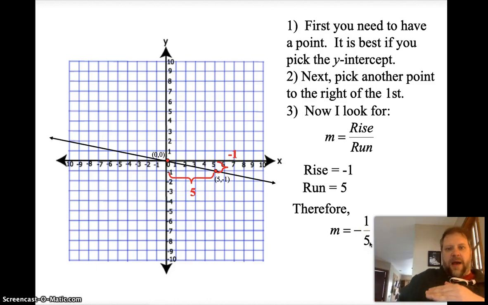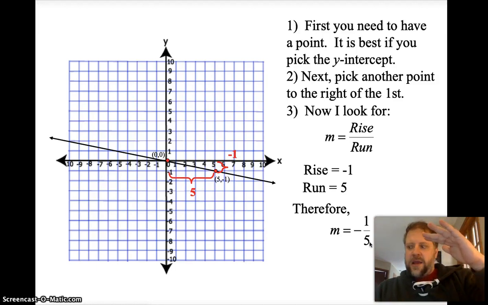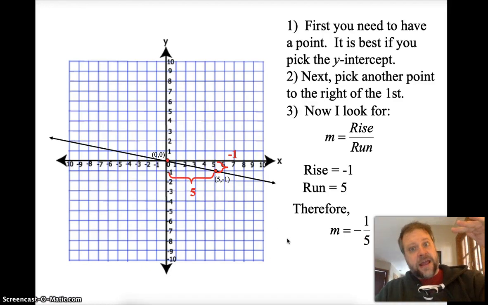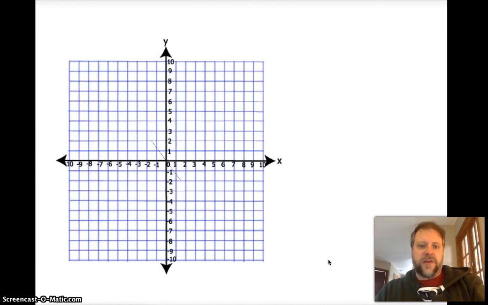And that's the power of having the slope in the way that it is. It can go down to the negative 1/5. All right, let's keep trying. Let's keep going. In this case, my equation is going to be y equals negative 1/5 x. All right, let's look at another one.